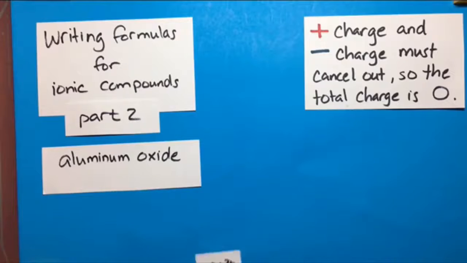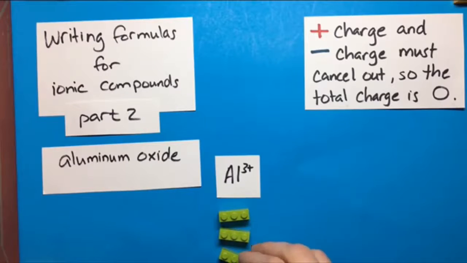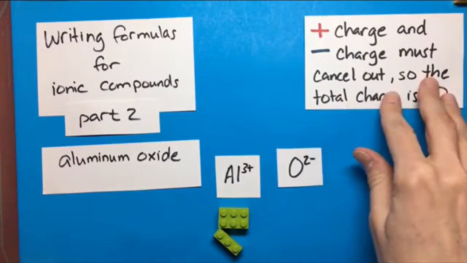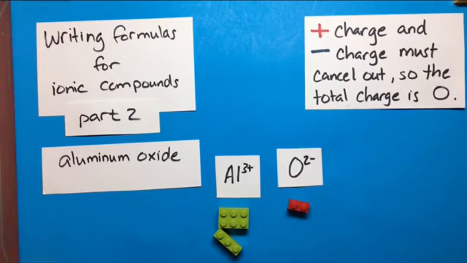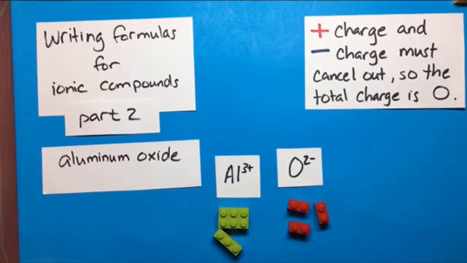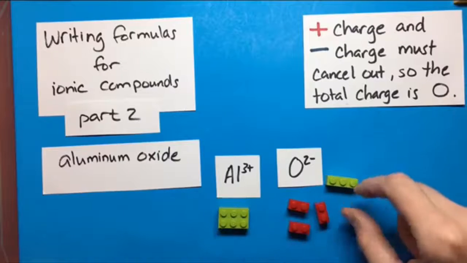Aluminum forms ions with a charge of +3, so we will represent that by using these green Legos with 3 circles on top. And oxide ions have a charge of -2, so we will use these red Legos with 2 circles on top to represent those ions. What is the least number of aluminum and oxide ions needed to create a compound with an overall charge of 0? Well, let's start and find out.